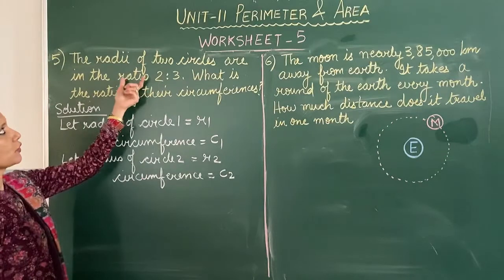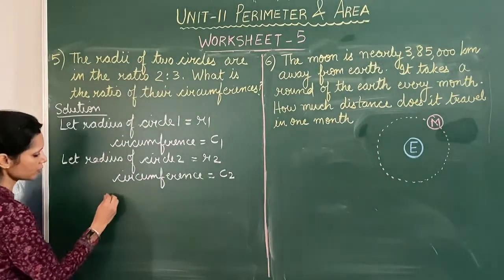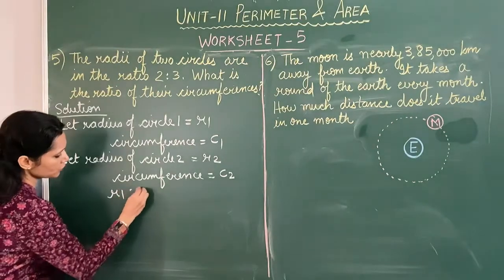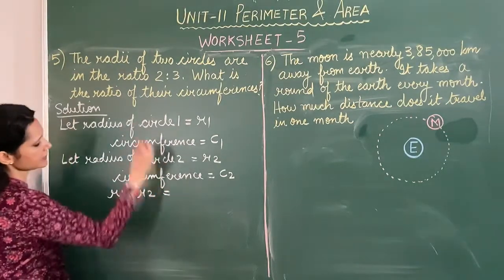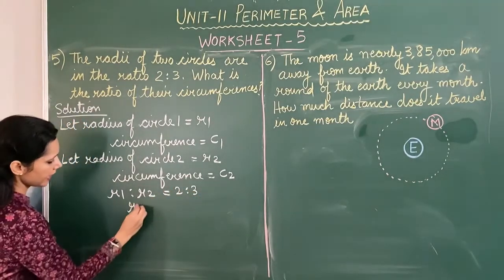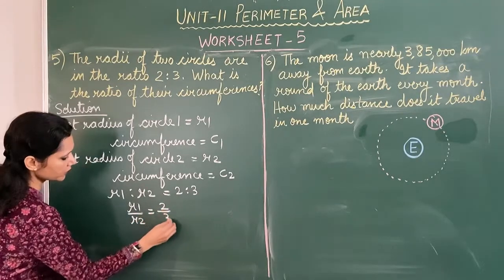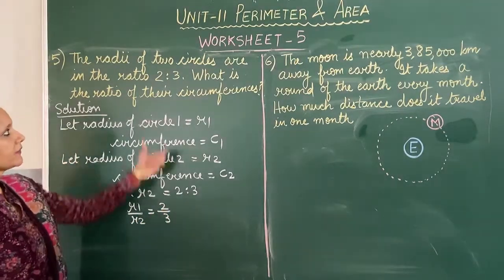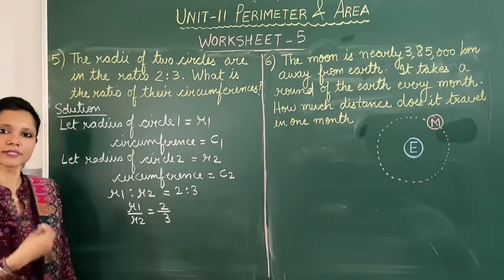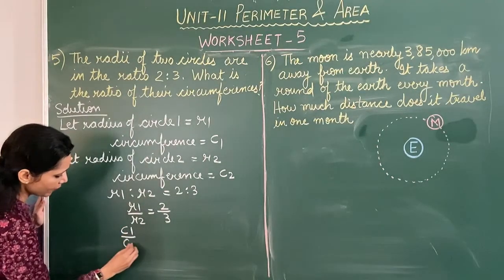Now what is given in the question? That the ratio of the radii of the two circles is 2:3. That means R1 ratio R2 is given to us as 2:3. This can be written as R1 upon R2 is equal to 2 upon 3. And what are we supposed to find? We have to find the ratio of their circumferences. So that means we have to find C1 upon C2.